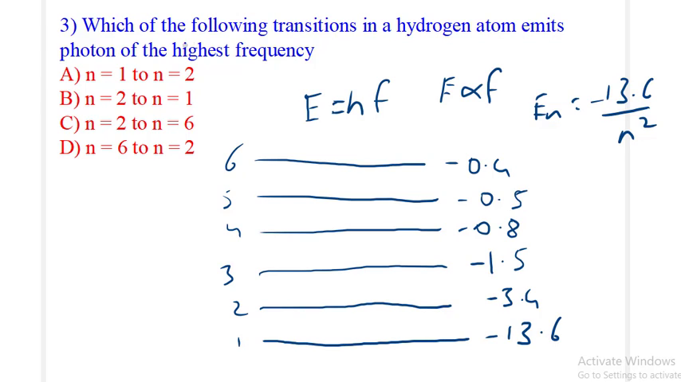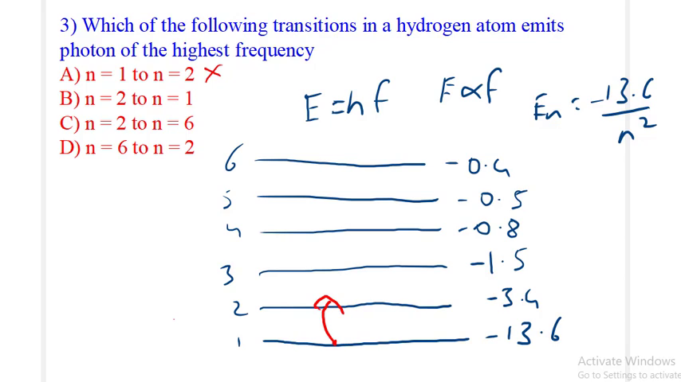We want to find the photon which emits the highest frequency. So if we jump from n equal to 1 to n equal to 2, when the electron jumps from n equal to 1 to n equal to 2, because it is going from 1 to 2, it won't radiate any energy. Radiation occurs if and only if the electron jumps from higher to lower. So this option is of course incorrect.